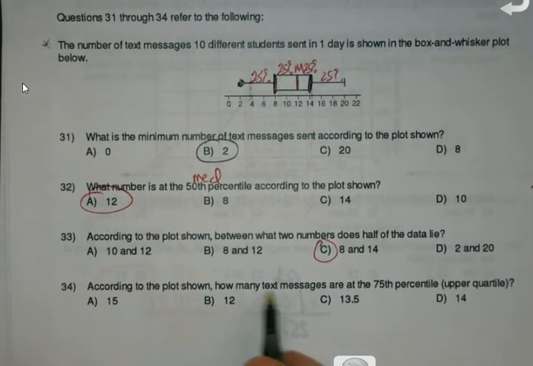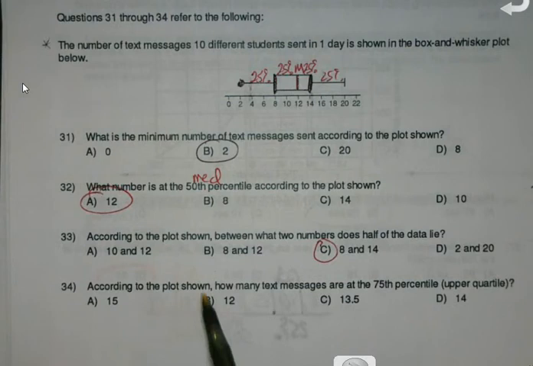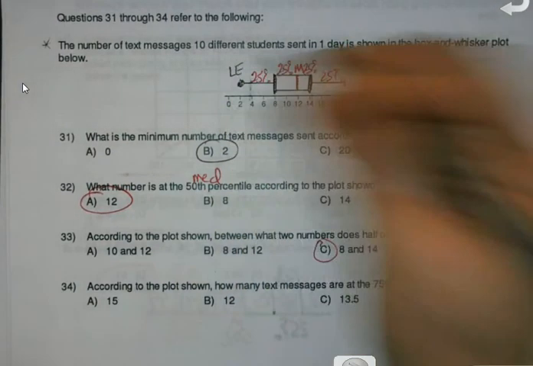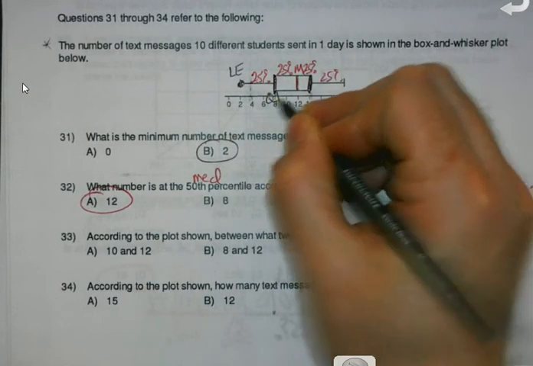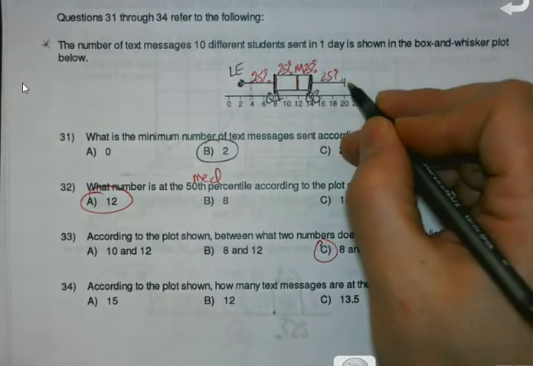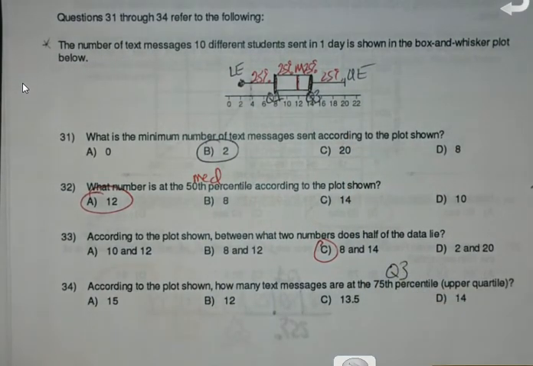According to this plot, how many text messages are at the 75th percentile? My Q3. So here's my lower extreme. Here's my Q1. There's my median. There's my Q3. So where's my Q3 at? We've got it labeled.